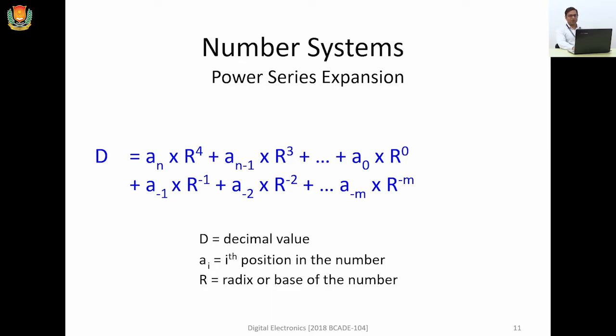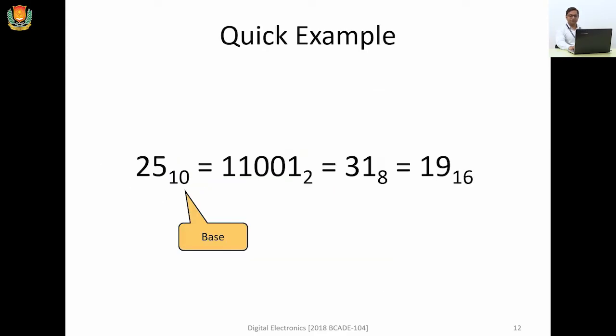Suppose I want to convert from binary to decimal, then the value of r is 2. Suppose I want to convert an octal number system into decimal, then the value of r is 8. If I want to convert hexadecimal into decimal, the value of r is 16. It is not a difficult formula. We will simplify this in the next few slides.